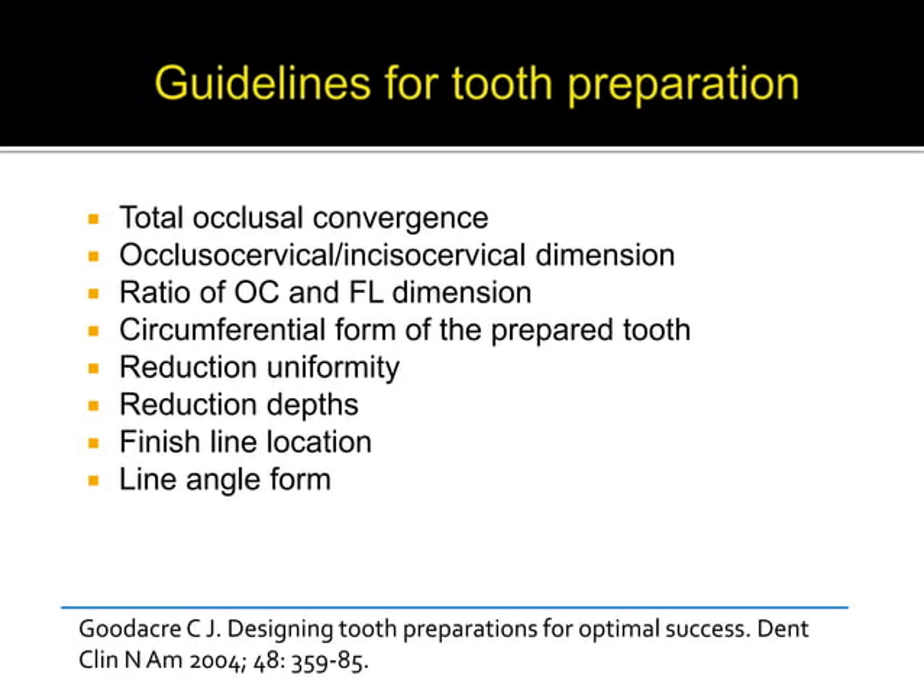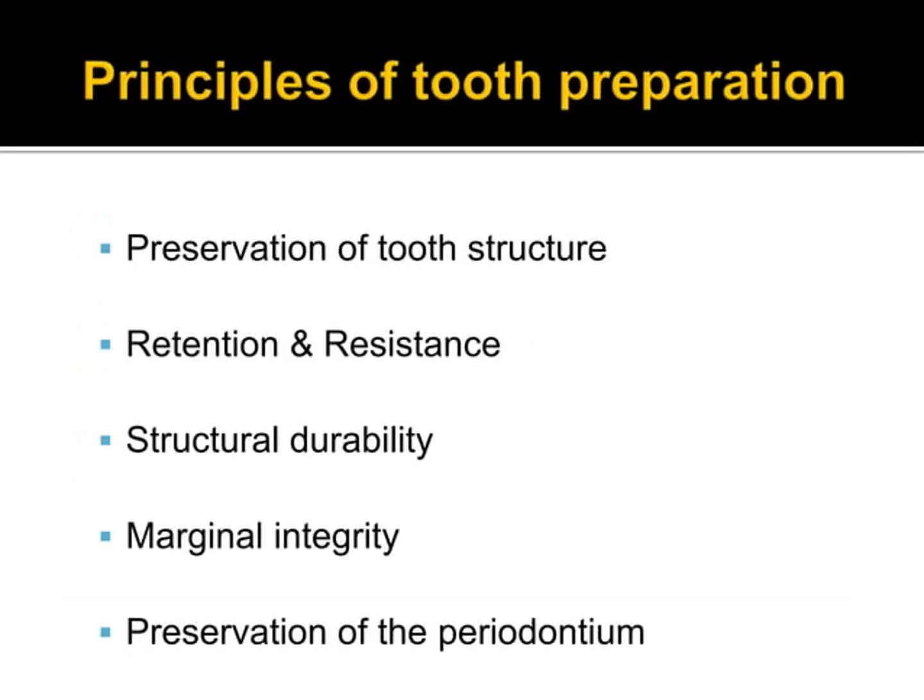Guidelines of tooth preparation include total occlusal convergence, occlusal cervical dimension, ratio of occlusal cervical and facial lingual dimension, circumferential form of the prepared teeth, reduction uniformity, reduction depth, margin location, and line angle formation.